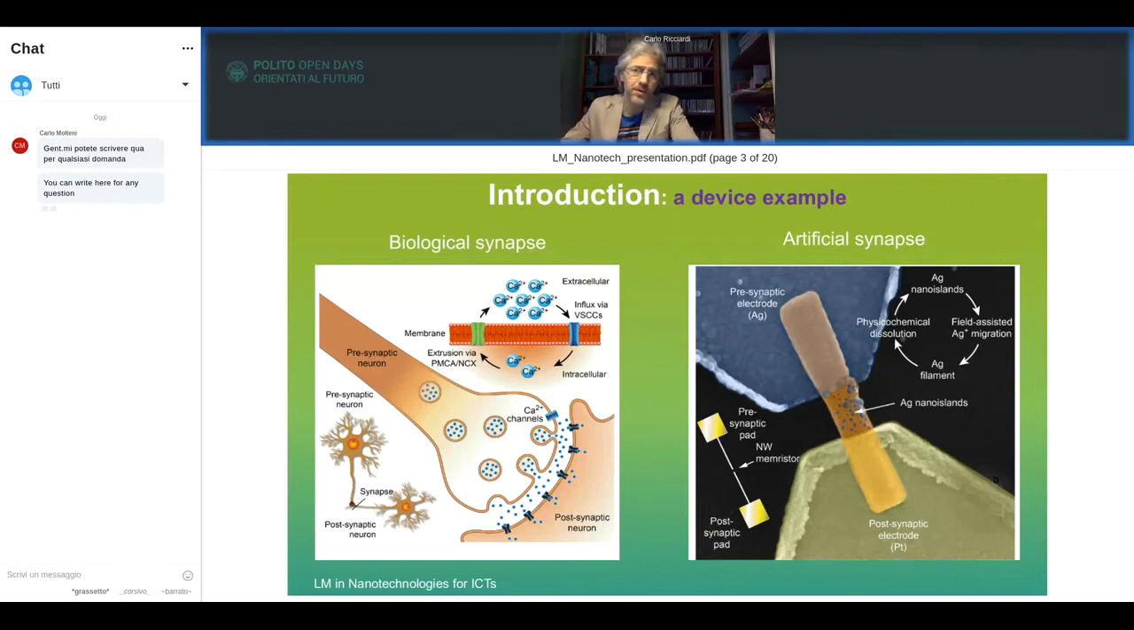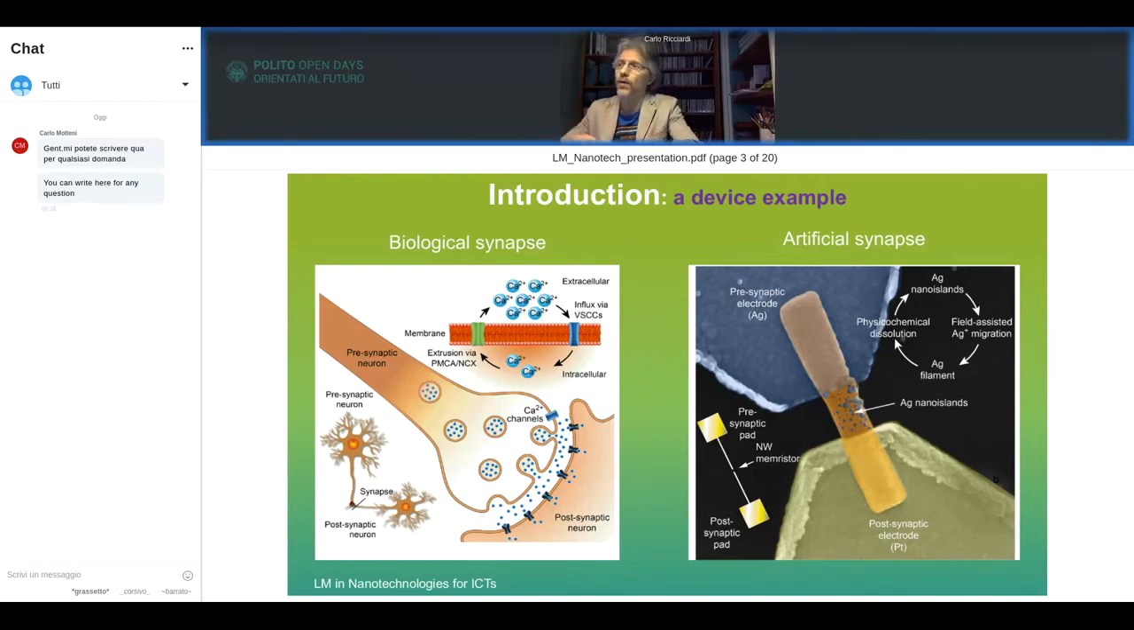Just an example that I like a lot, a topic I'm working on, and I think it's a very clear example. This is an example of an artificial synapse. On the left side, you can see a biological synapse. If you go back to high school, you have seen it for sure. You remember that this is called the synaptic cleft, a very tiny part in between the presynaptic neuron and the postsynaptic neuron. That's again nanometric, about 20 nanometers of thickness, and it's a place in which ions are moving forward and backward.